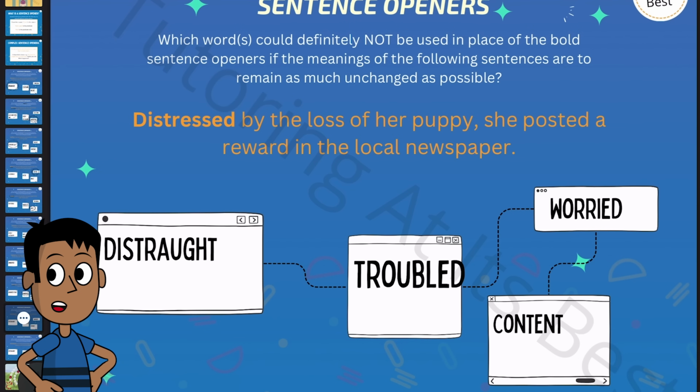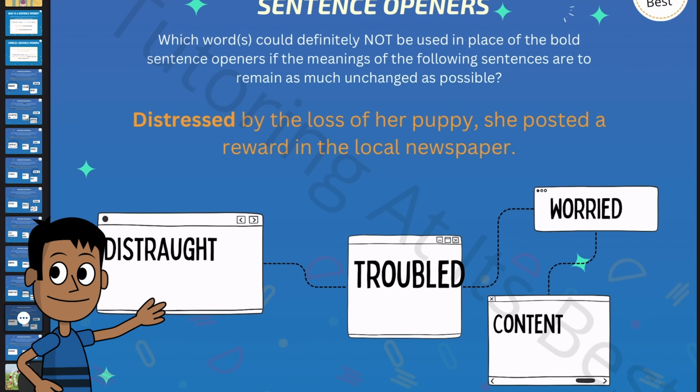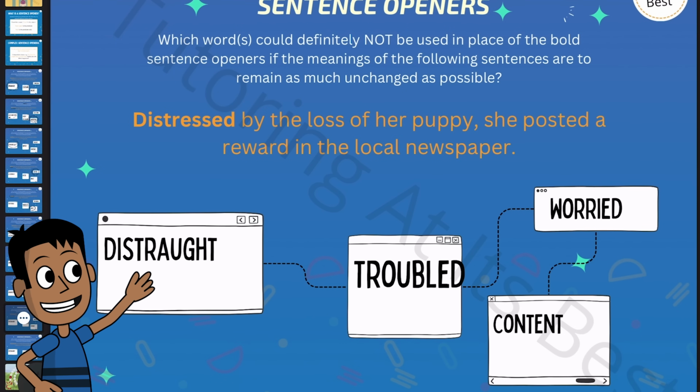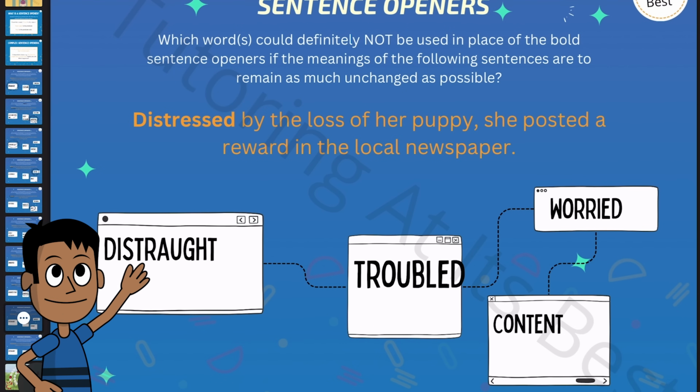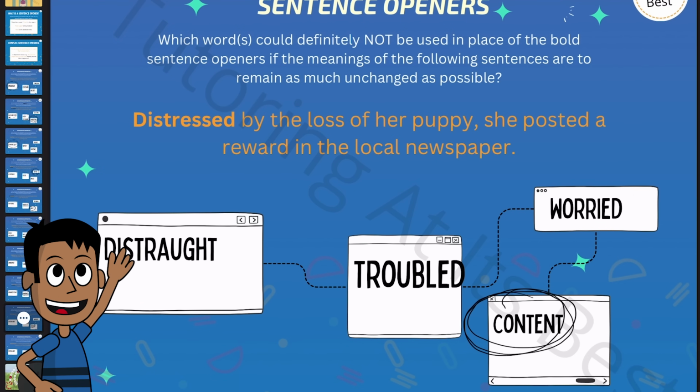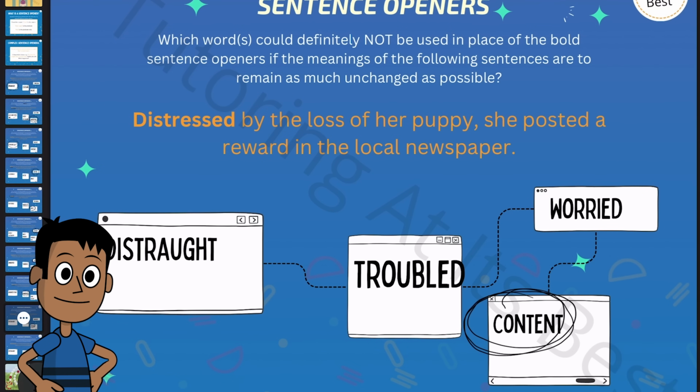Distressed by the loss of her puppy, she posted a reward in the local newspaper. So again, we can see how she is feeling. Quite distraught, quite saddened by the loss of her puppy, but she wouldn't feel content. Because again, content is not the same as distressed. In fact, content is when you're satisfied with what you have, which she certainly isn't.